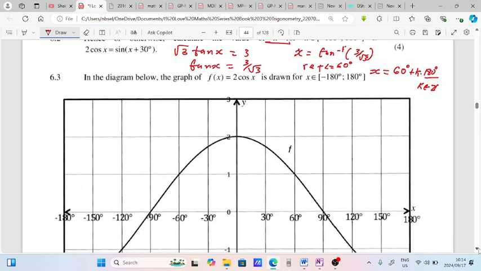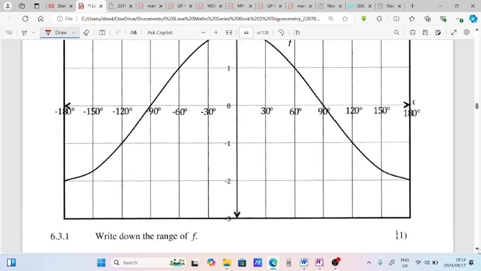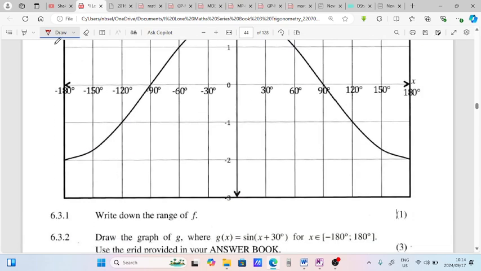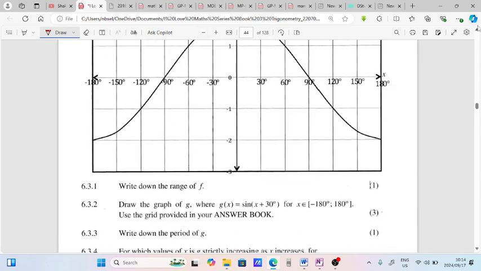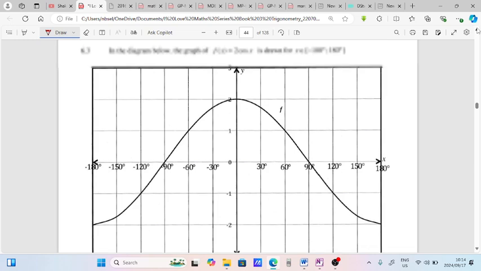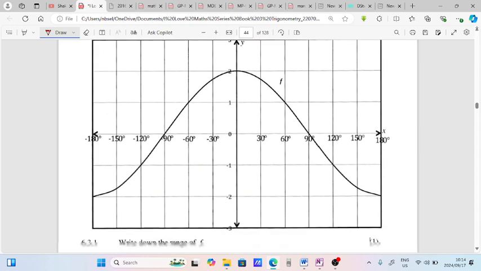Right, and there on the graph they are saying this is the graph of 2 cos x drawn here from that interval to that interval. Write down the range. Simple question. What is the range of this graph? Y is an element of, minus 2 and 2. That is the range.